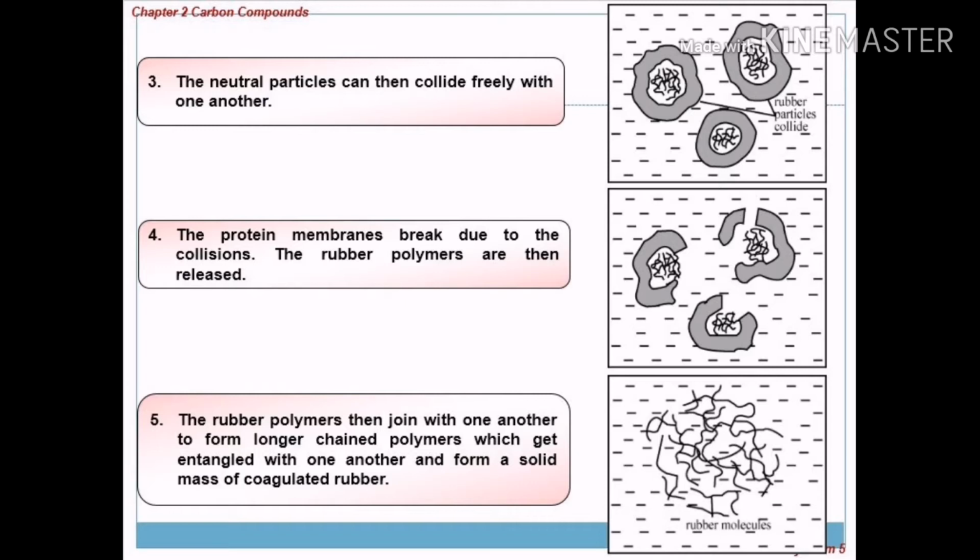The collision breaks the protein membranes and the rubber polymers are then released. The rubber polymers join one another to form longer chain polymers which get entangled with one another and form a solid mass of coagulated rubber.